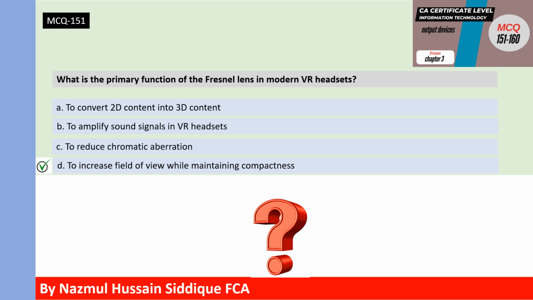The correct answer is option D. To increase field of view while maintaining compactness is the primary function of the Fresnel lens in modern VR headsets.